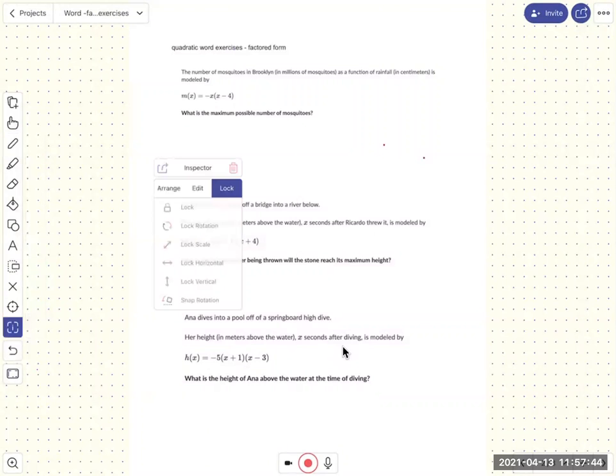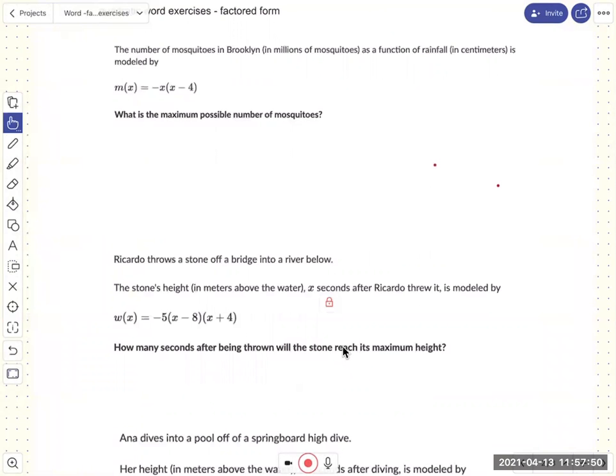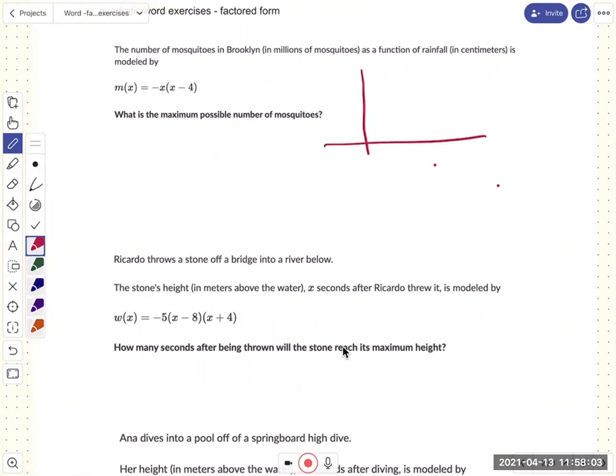So let's block our rotation on this guy and say the number of mosquitoes is a function of the rainfall. Okay, what's the maximum possible number? And so as you look at this, you say, well, what are our zeros? Okay, so we've got a downward facing parabola. And when you look at it, you say, well, one of the zeros is x equals 0. And then looking at the other one, I'm going to get 0 when I have x equals 0 or x equals 4. Okay, so that's when I have no mosquitoes.